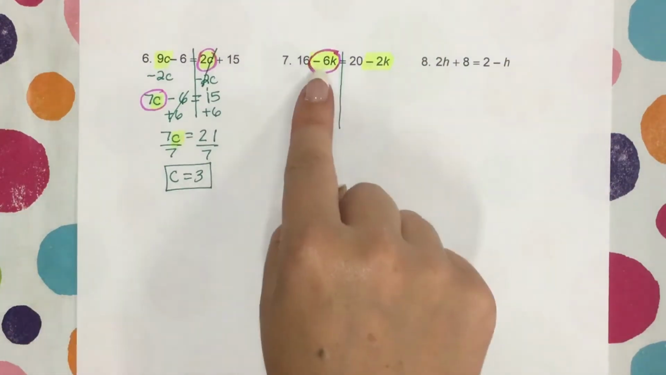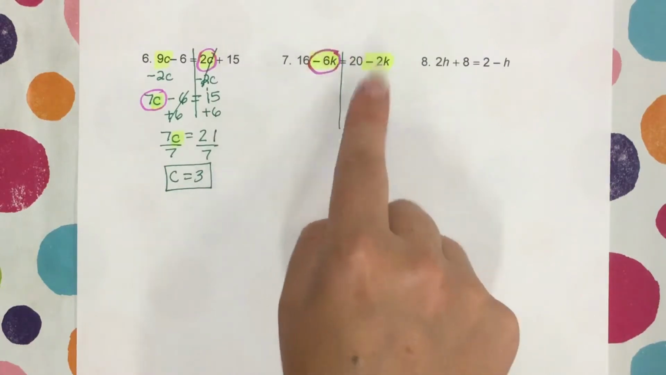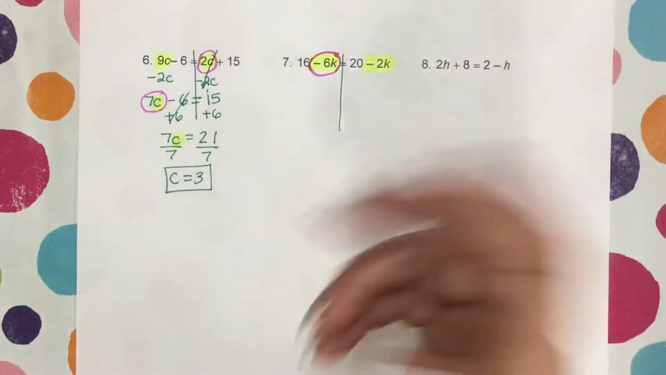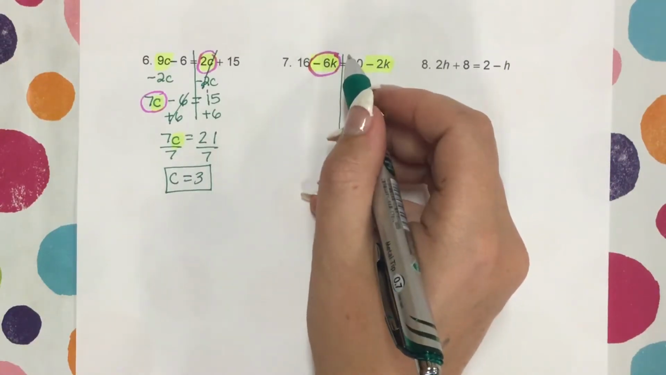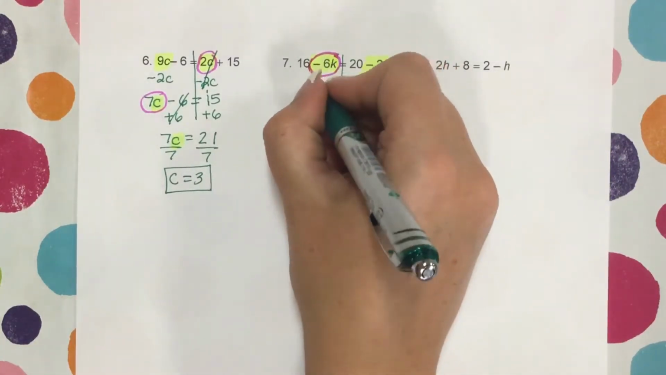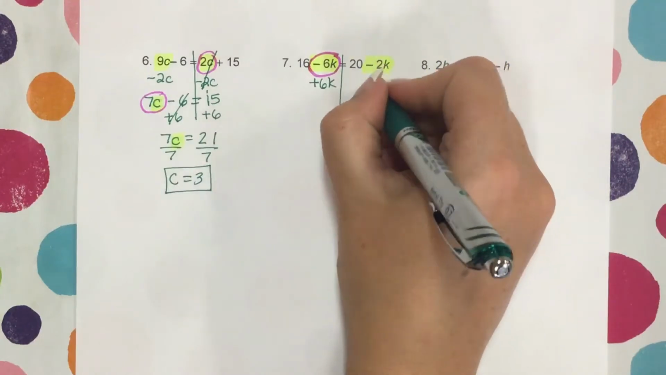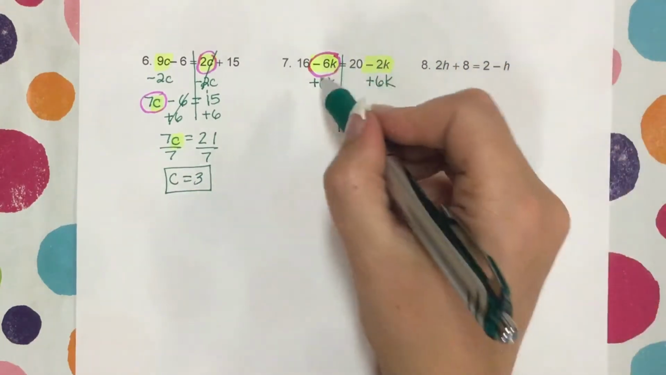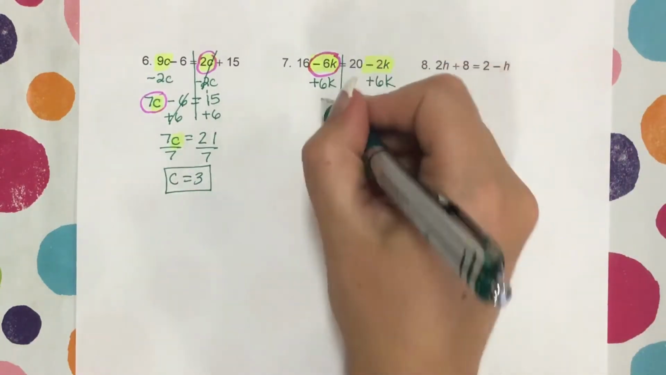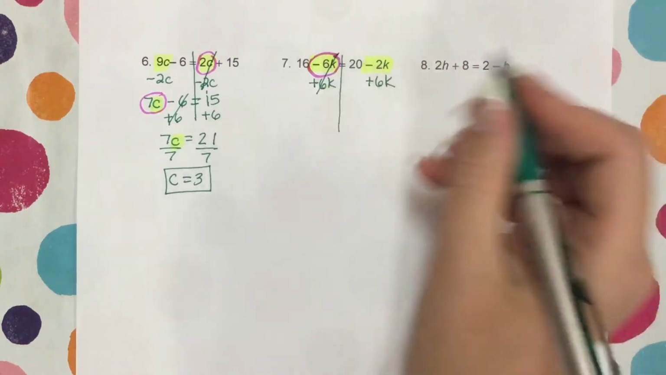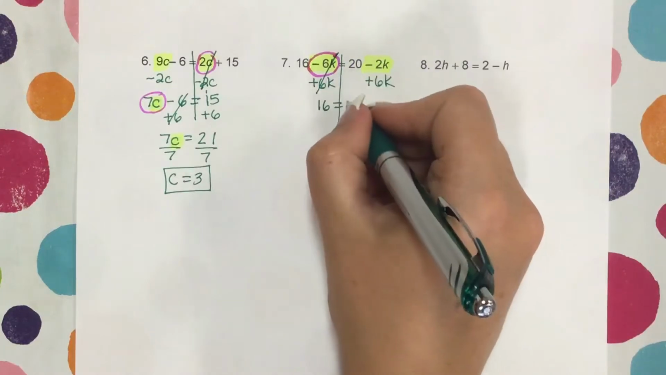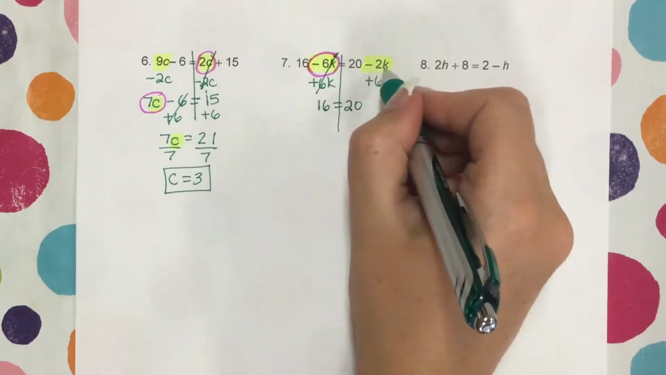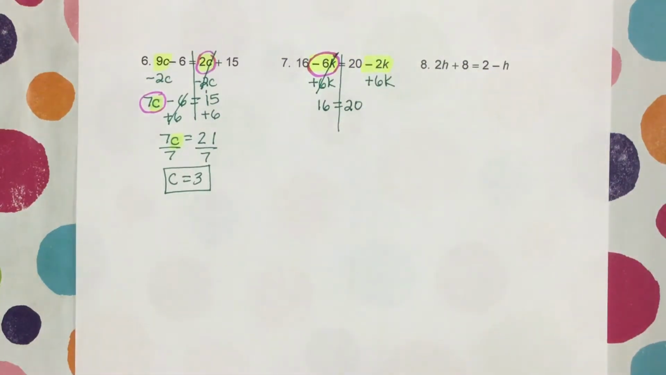So we're going to move that negative 6k over here to this side by using our inverse operations. The inverse operation of a negative 6k would be adding a positive 6k to both sides. Negative 6k plus 6k, they cancel each other out. That ends up being 0. I'm going to rewrite this 16 down here. And then 20, and then I have a negative 2k plus 6k.